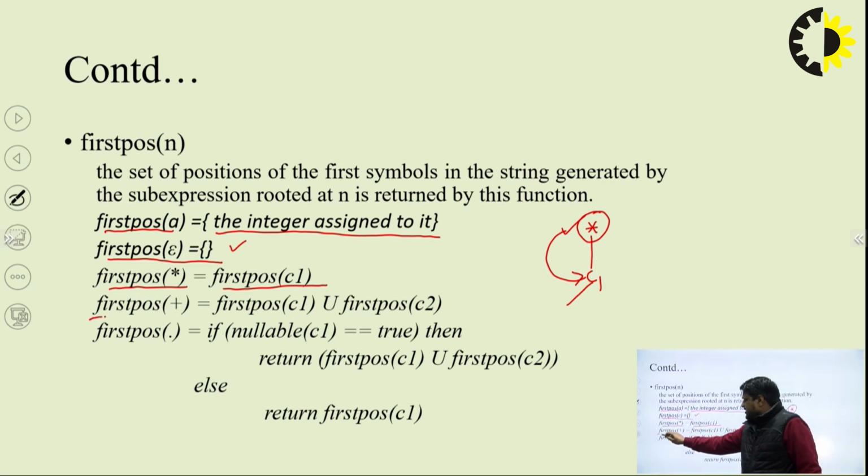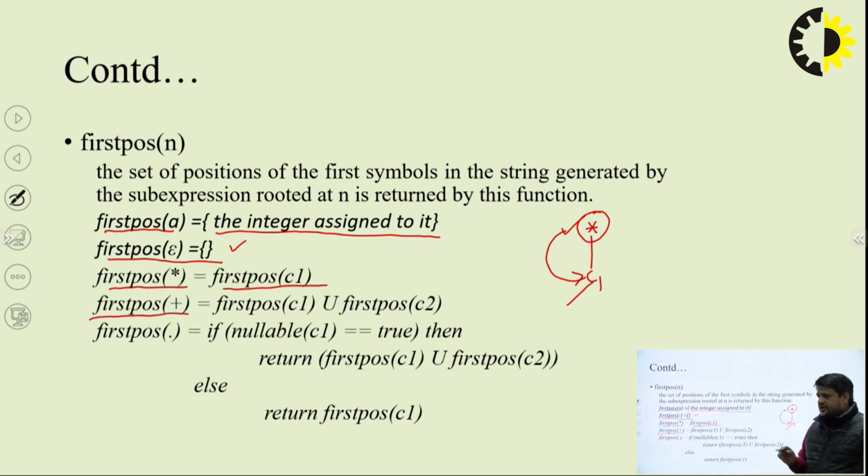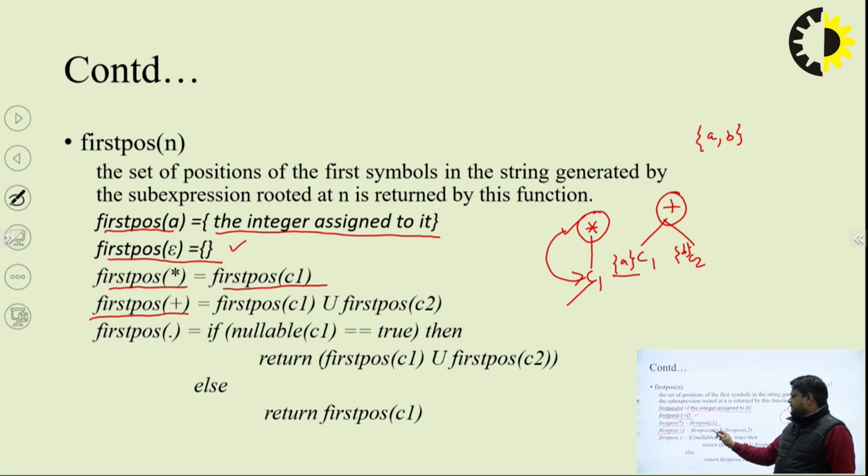Whenever you think about the first position of the plus node, it has two children, C1 and C2. So you can see, suppose it contains A, and it generates a string B. Now you take the union. So the first position is occupied by either A or B, right? So the first position of plus will be what? First position of C1 union first position of C2, meaning any member of C1, C2 will be there, right?